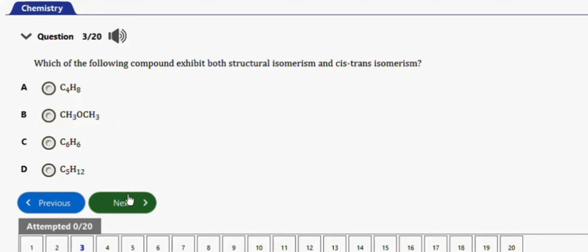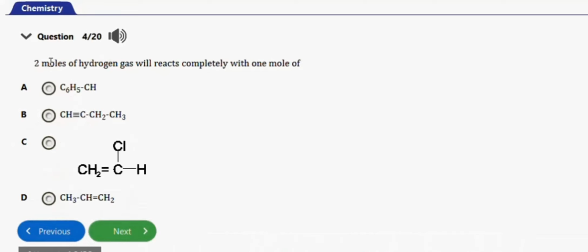The next question will be this one. It says 2 moles of hydrogen gas will react completely with 1 mole of. So guys, I have seen this question before, so the right answer will be option B. When you express this on paper, you're going to see that this compound here, which is an alkyne, will be the answer to the question, option B.